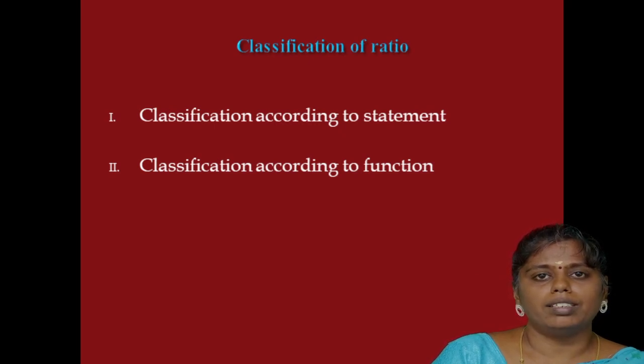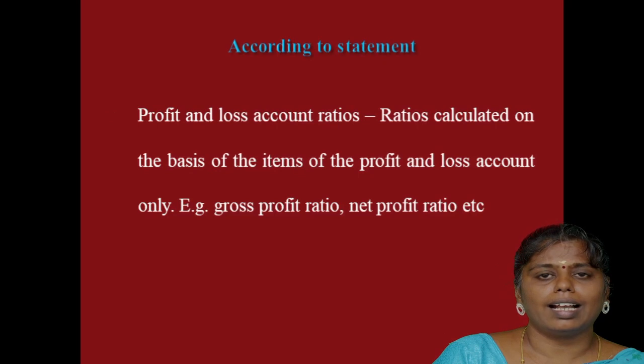Next, the classification of ratio. There are two methods of classification. One is classification according to statement, and the second is classification according to function. The statement classification is further divided into two types. The first is the profit and loss account ratio, calculated on the basis of the profit and loss account. That includes gross profit ratio and net profit ratio.